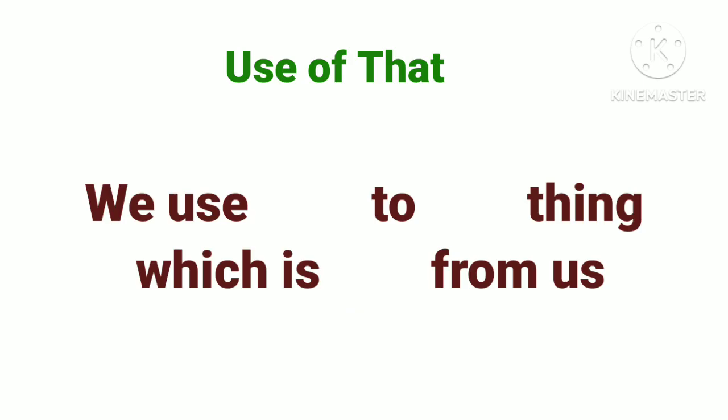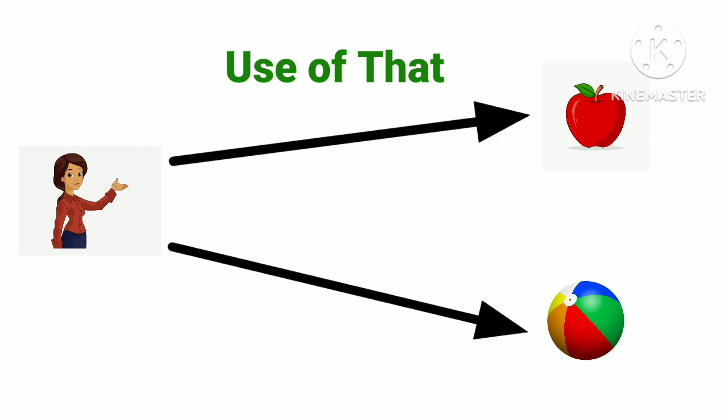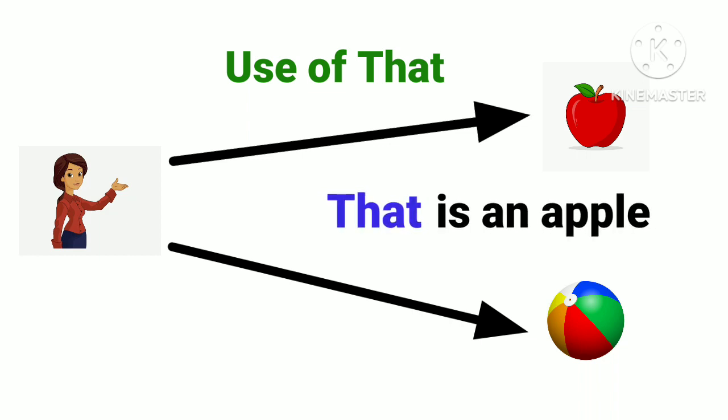Now we see when do we use that. We use that to show one thing which is far from us. Suppose I am standing here and an apple and ball is there, which is far from me. I would say that is an apple and that is a ball.